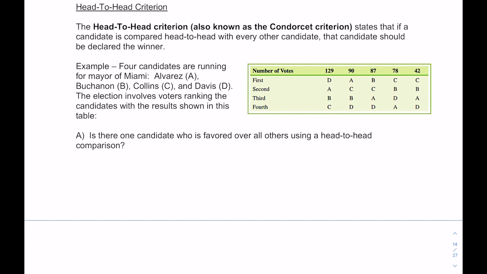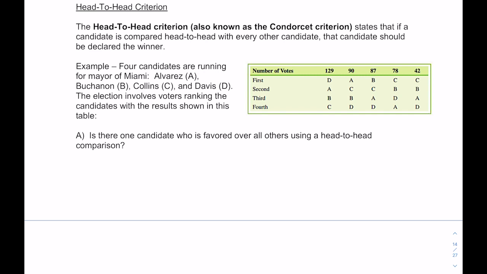Okay, and head-to-head just means you're comparing any 2 candidates. So it's kind of like pairwise if you think of it, except you don't want to confuse pairwise with head-to-head. Pairwise comparison was a voting method, whereas head-to-head is actually a fairness criterion. So it's used to determine whether the voting methods are fair.